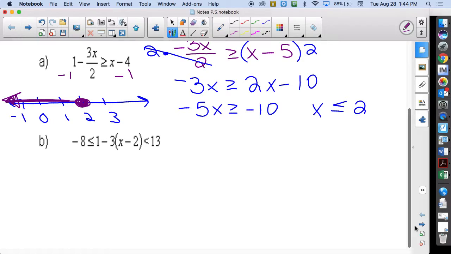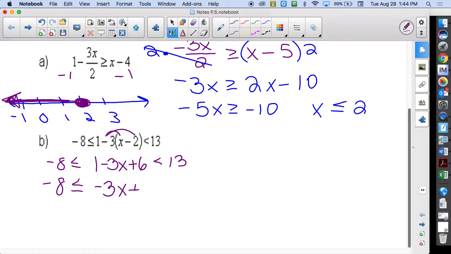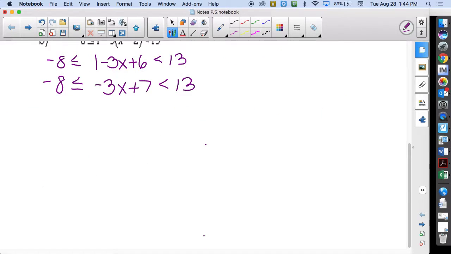Kate, what do you think you do with something? I FOILed, so distributed. Yeah, distributed the middle negative 3 through. So 1 minus 3x plus 6. And then what else could you do in the middle? You add the 6 and, yeah, combine those like terms. So we would end up with negative 3x plus 7. So parentheses are gone, like terms are combined. How do you solve it?